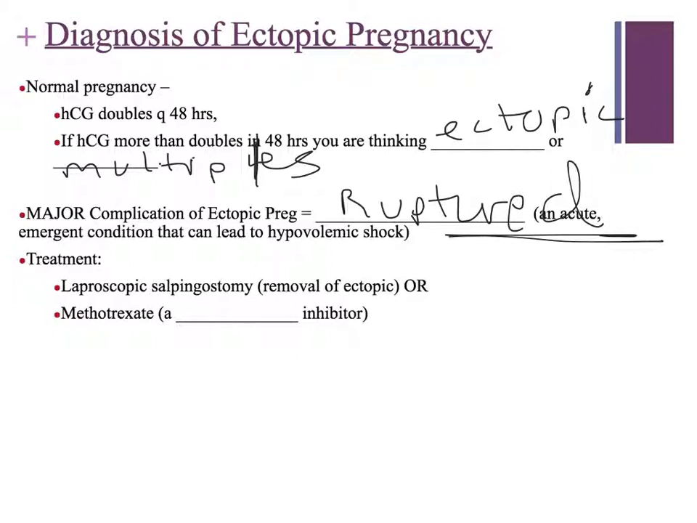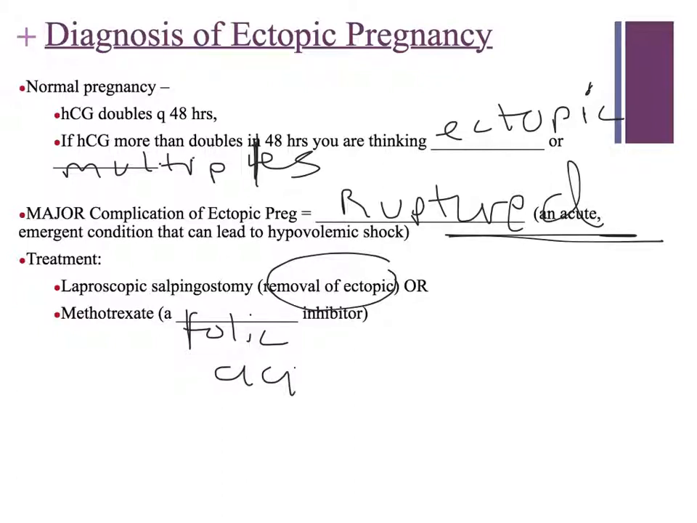I'm sorry, a fallopian tube, not a uterine, a fallopian tube rupture. But the treatment for it, if we diagnose it, is that she needs to have surgery to remove that ectopic. If we do that surgery before she ruptures, we usually can save the tube, or she can be given a treatment course of methotrexate. And how methotrexate works as a medication here is it's a folic acid inhibitor.